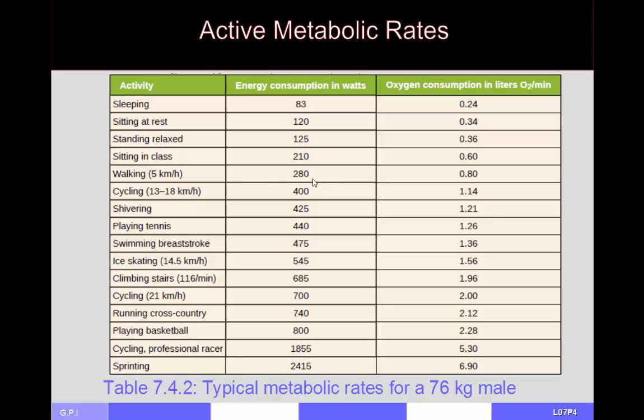And if you walked to class, then you used up another 280 watts during your walk. If you biked to class from off campus, you get 400 watts. And if you're late for class, you can sprint to class and you use 2,415 watts. Of course, these are all metabolic rates assuming an average 76 kilogram male. If you're heavier, more muscular, or a woman, then all these rates are going to change.